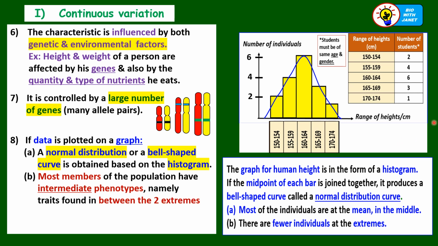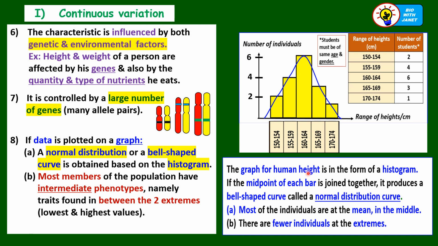So, namely, traits found in between the two extremes, lowest and highest value. So the extremes are like those that are 150 to 154 cm, this is the shortest, and 170 to 174, these are the tallest students. So you can see that they are smaller in number, there are less of them, okay? But the intermediate phenotype shows that the intermediate phenotype has more individuals in this category, okay?